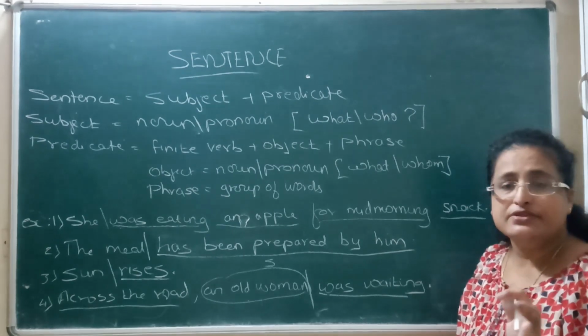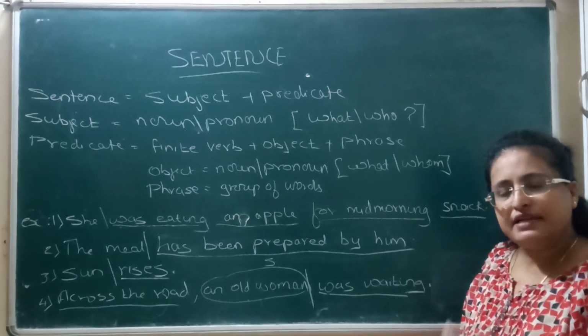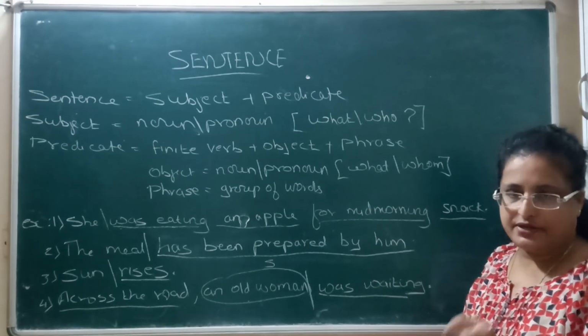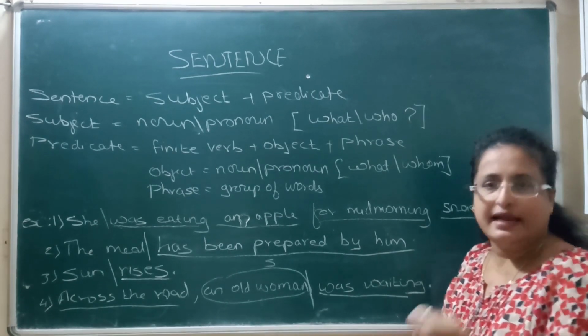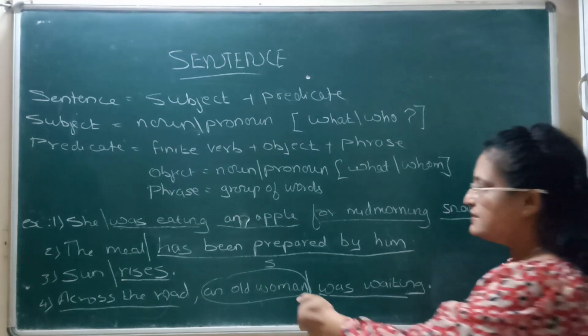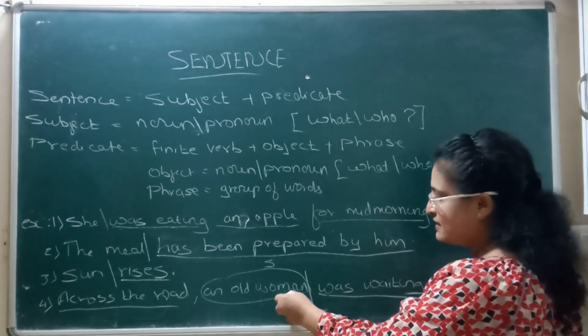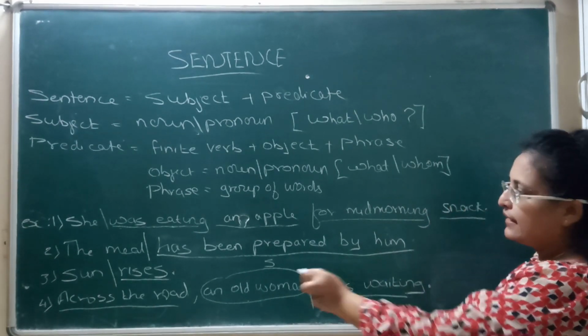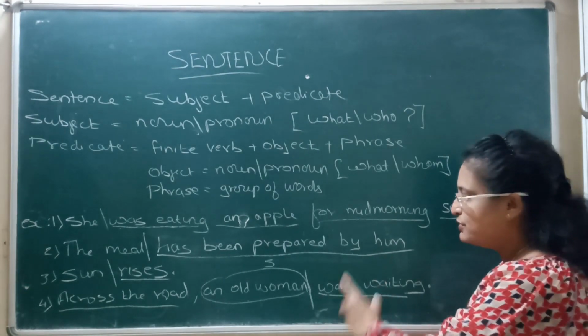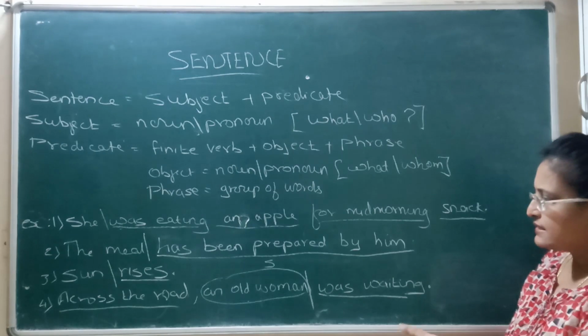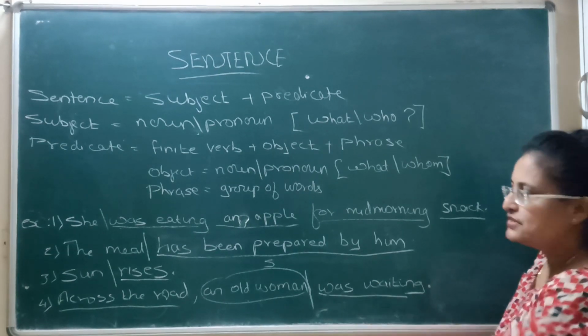It comes in the figures of speech inversion, or even in prose also they use this inversion to make that prose content little more attractive. So here in this case, if you see, an old woman is a subject, was waiting across the road is the predicate. And do you think there is an object for this particular sentence? Ask if there is, just check whether across the road is an object.